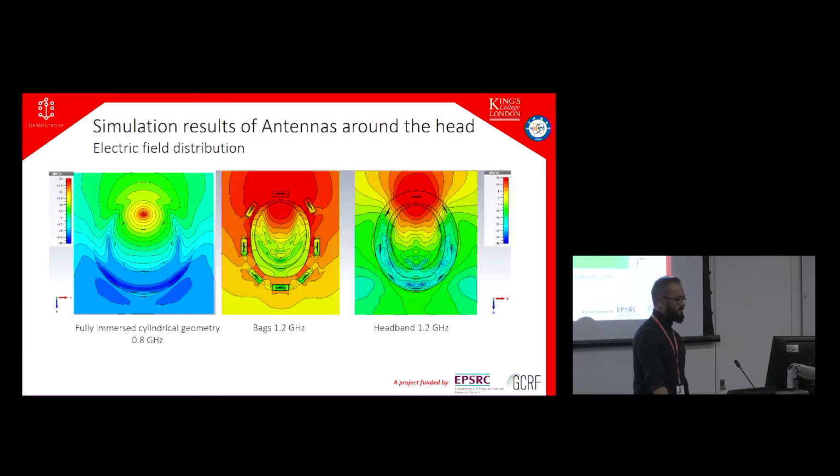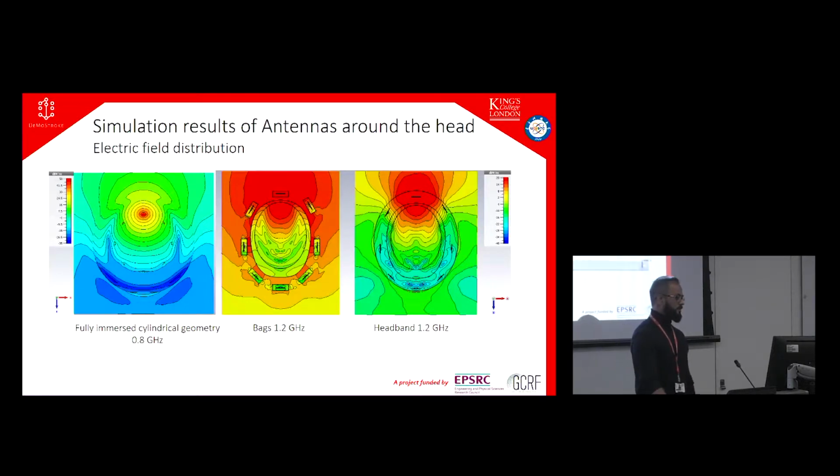These are the field distributions that we obtained after running the simulation in CST model. As we can see, if the whole antenna and the setup is immersed in lossy liquid, we have lower signal, but very consistent response in terms of the received signal at different receivers. However, when the bags have been used, we have air interfaces in between, so we have a lot of surface waves which go around the head model and are received at the different antennas. The same goes for the headband as well, which is slightly better than the bags, but not as good as the fully immersed cylindrical geometry.